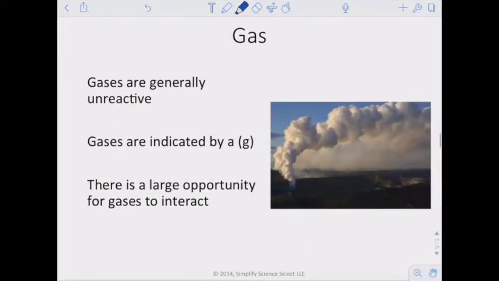And gases, on the other hand, are generally unreactive. When we talk about unreactive gases, we are talking about the noble gases. We do have gases that generally react, but those noble gases are unreactive. Gases are indicated by the symbol G in parentheses, and there are large opportunities for gases to interact because they're moving all around. There's a lot of space in between them, and so they can bump into each other. So as long as they are not a noble gas, they're going to react because they're going to bump into each other. Lots of opportunity for that to happen.